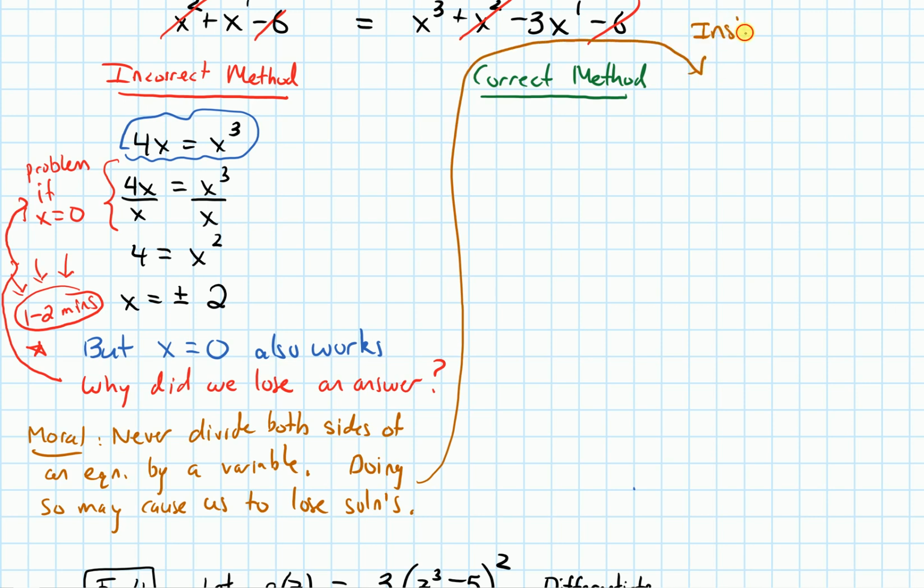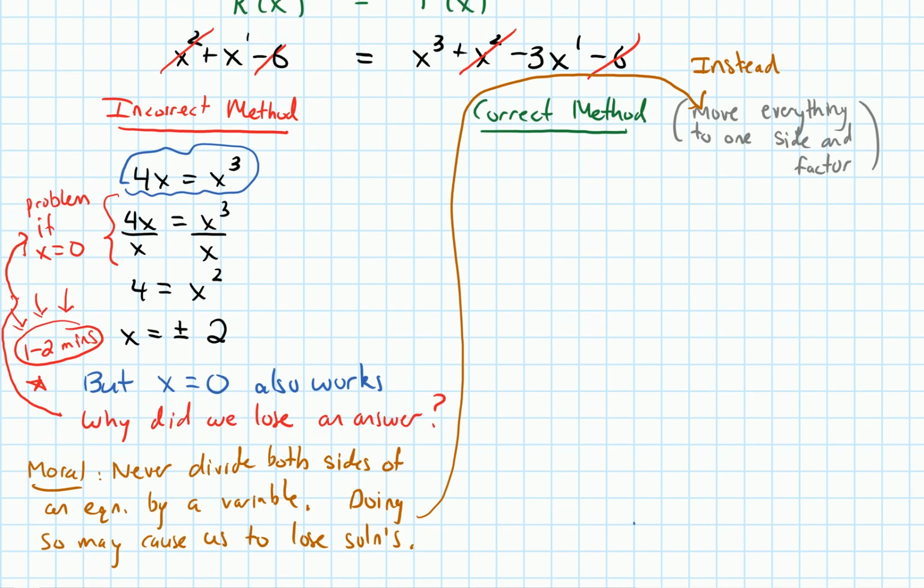Okay, so instead, anytime we are tempted to do that, this is what we should do. Instead, what is the correct method? What we should do is move everything to one side and factor. So if we had taken this 4x and just moved it to the right-hand side, we would have gotten 0 equals x cubed minus 4x.